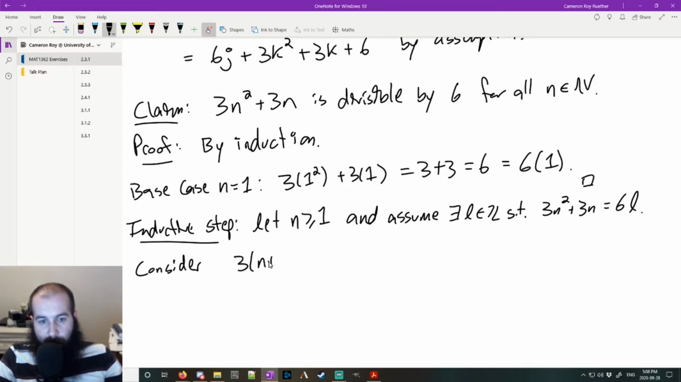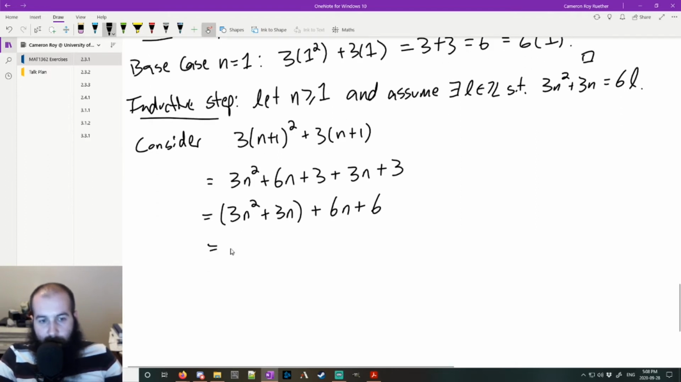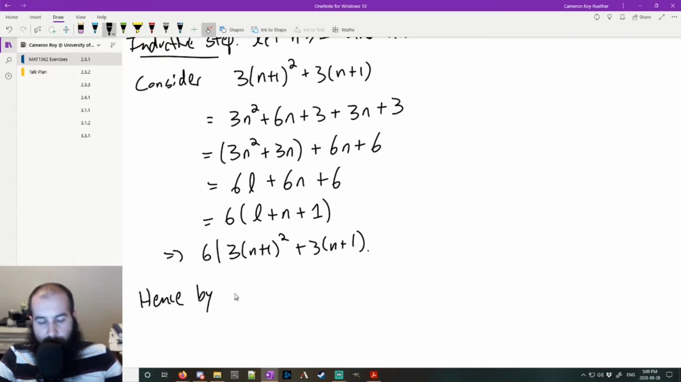So now we're going to consider the expression at n plus 1. This can be expanded. We can group together the expression that we've made an assumption about, 3n squared plus 3n, and everything else is 6n plus 6. The expression we've made an assumption about we can replace with 6L. And now a nice factor of 6 comes out of everything. So since this number is a multiple of 6, this means that 6 divides this number at n plus 1. So we can say that concludes the inductive step, and so hence, by induction, 6 divides 3n squared plus 3n for all natural numbers n.